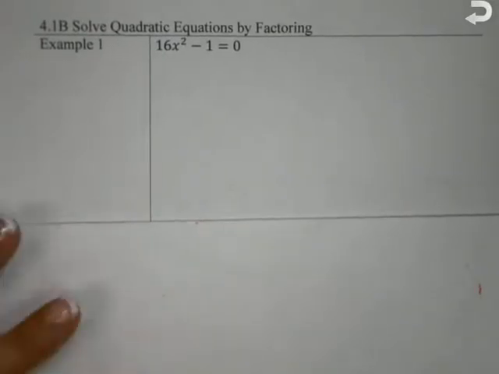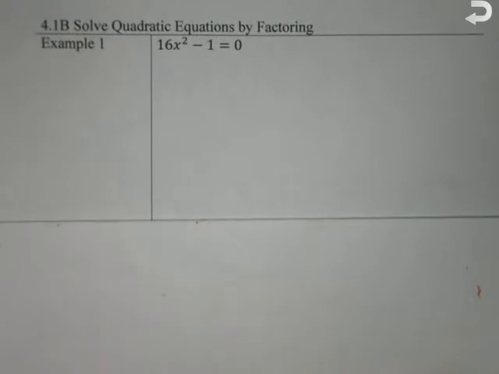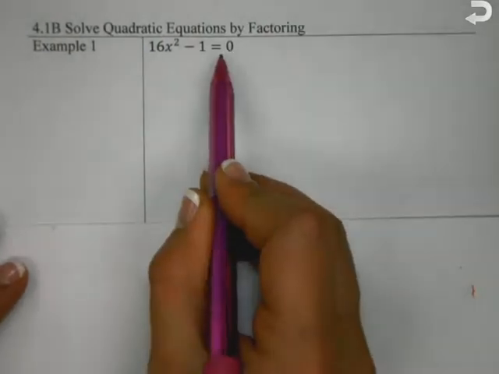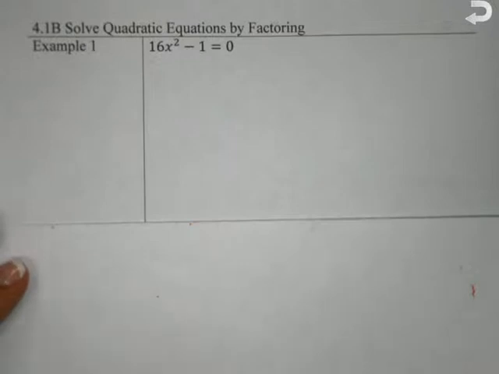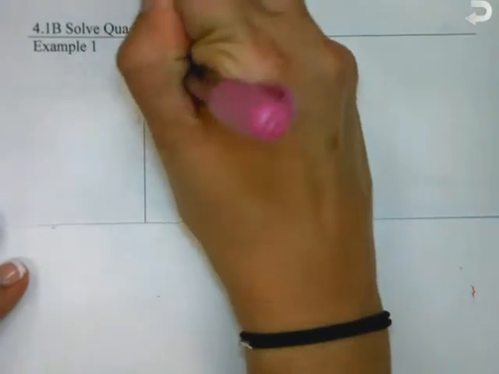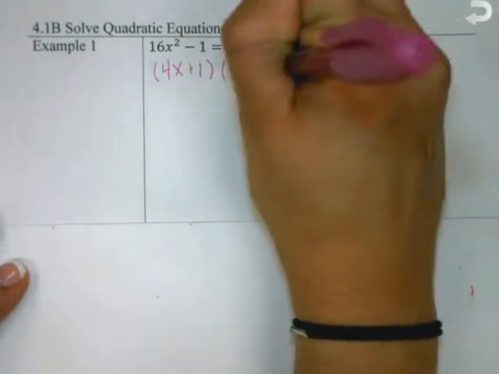Okay, so let's start with a difference of two squares. What's the first thing I should always look for? GCF. Do I have one here? No, so we can go straight to factoring. So this is going to give me 4x plus 1 times 4x minus 1 equals 0.